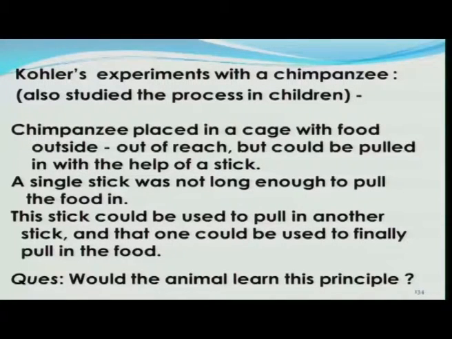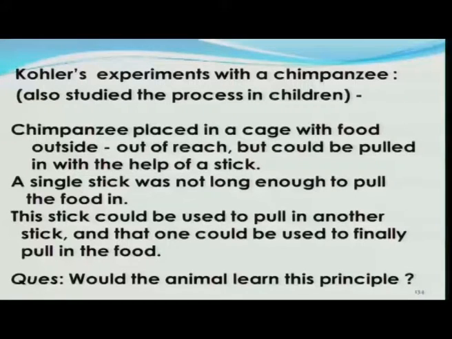The basic situation that Köhler experimented with was as follows. A chimpanzee was placed in a cage with food outside, let's say bananas. The bananas were clearly out of reach of the chimpanzee, but were of course very visible to the animal, and what the animal had to learn was that they could be pulled into the cage with the help of a stick. Obviously, this idea was not very difficult for the chimpanzee to appreciate.